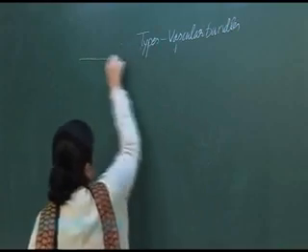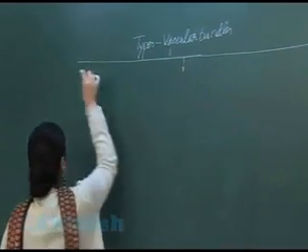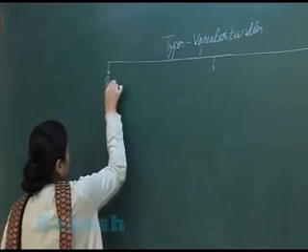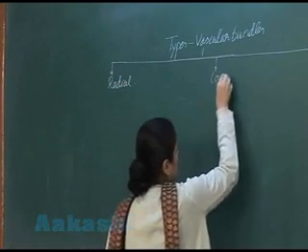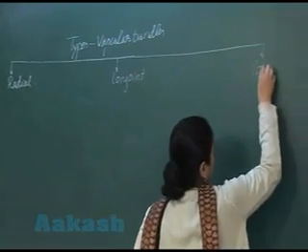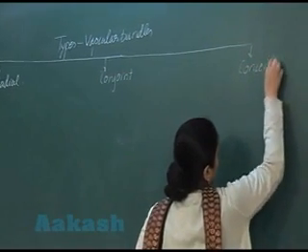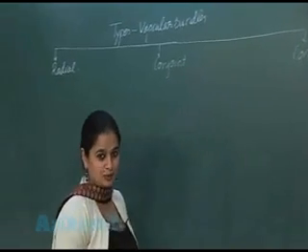So three categories I will be dealing with here: radial vascular bundle, conjoint vascular bundle, and concentric vascular bundles. Starting with the radial one.